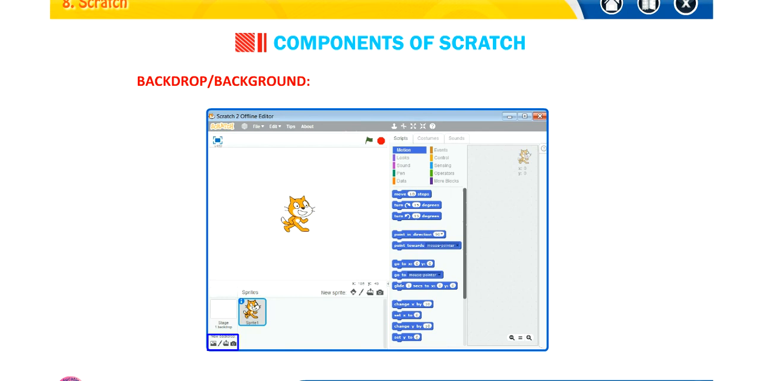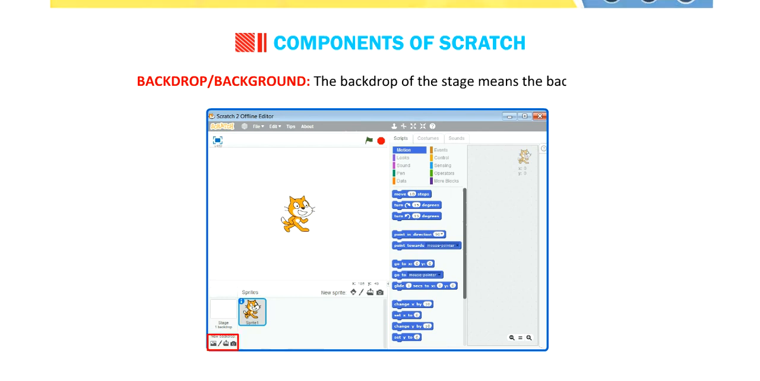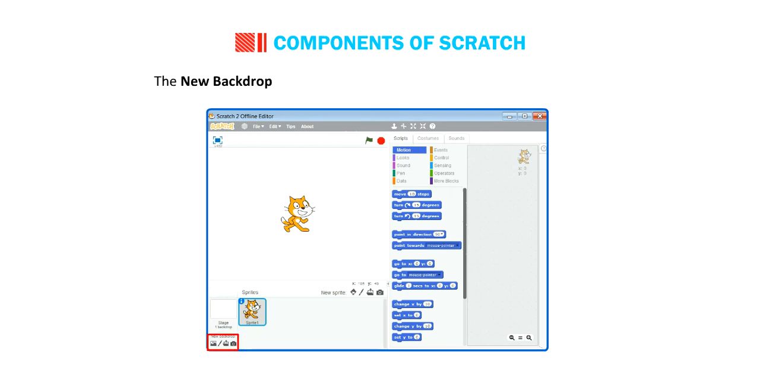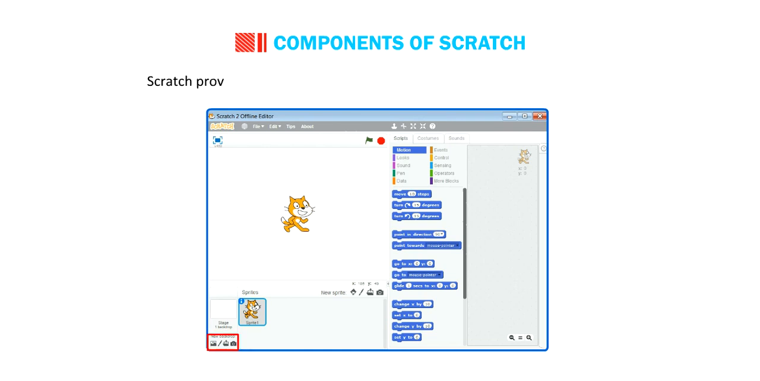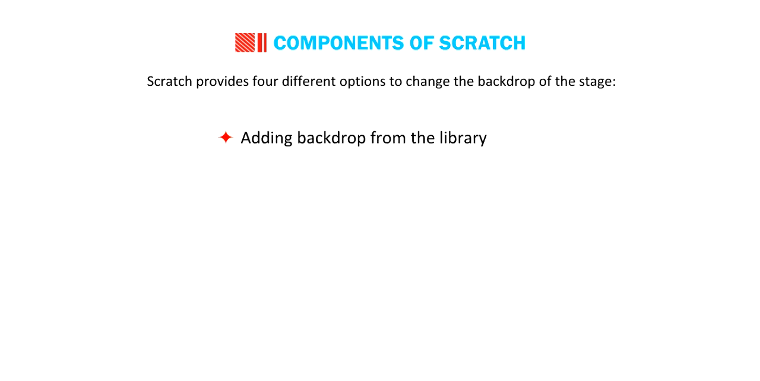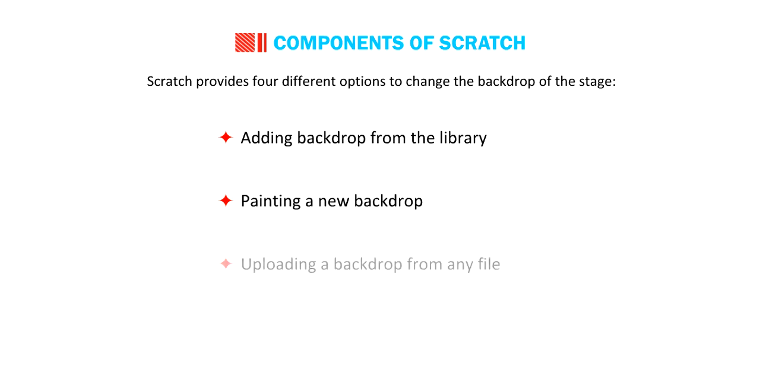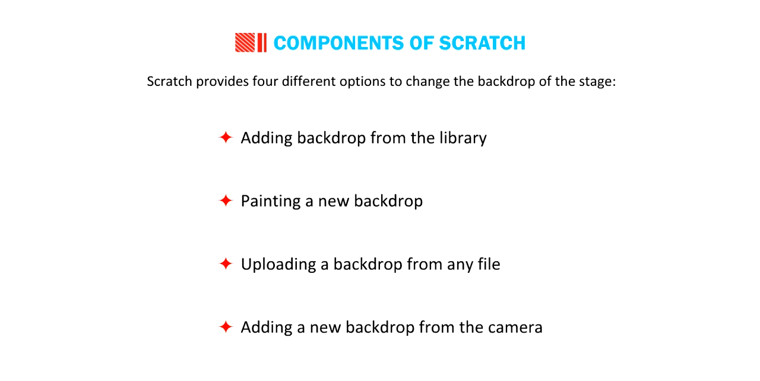Backdrop or background. The backdrop of the stage means the background. The new backdrop icons are used to change the background of the stage. We can either create our own backdrop or choose any backdrop from the available built-in options. Scratch provides 4 different options to change the backdrop of the stage: adding a backdrop from the library, painting a new backdrop, uploading a backdrop from any file, and adding a new backdrop from the camera.